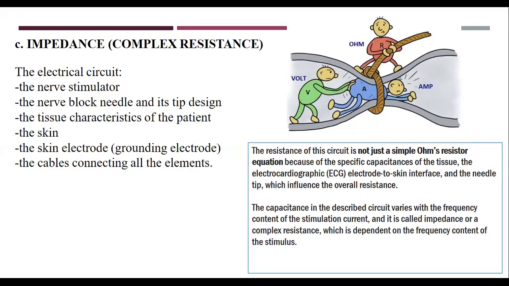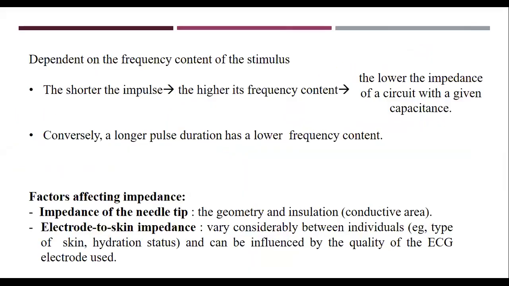The capacitance in the described circuit varies with the frequency content of the stimulation current, and it is called impedance, or a complex resistance, which is dependent on the frequency content of the stimulus. The shorter the impulse, the higher its frequency content, and the lower the impedance of the circuit with a given capacitance. Conversely, a longer pulse duration has a lower frequency content. Factors affecting impedance are the impedance of the needle tip, the geometry, and the insulation, which determines the conductive area.